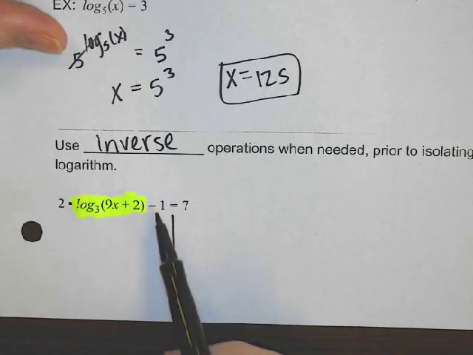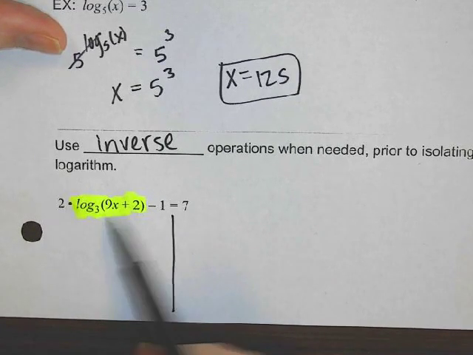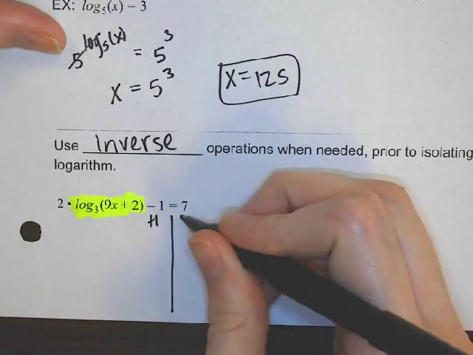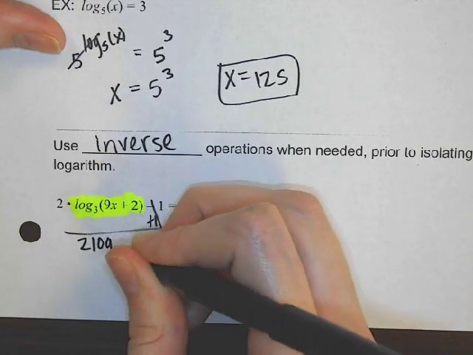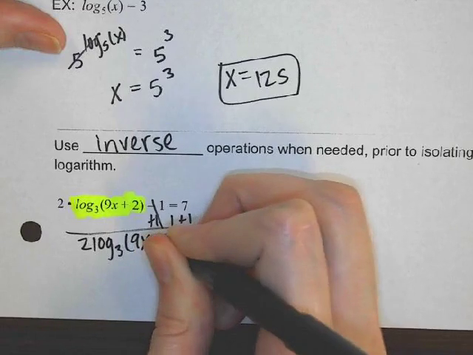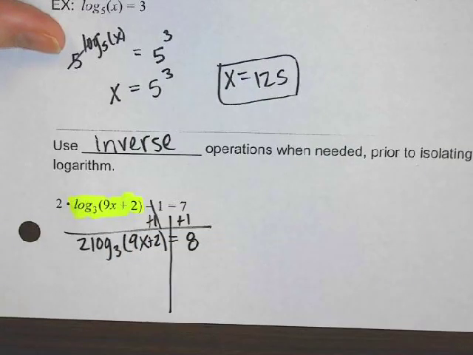Okay, so the -1 is not attached to the logarithm. We want to get rid of the -1 first by adding 1 to both sides. And then we drop down: 2 times log base 3 of 9x plus 2 equals 8.